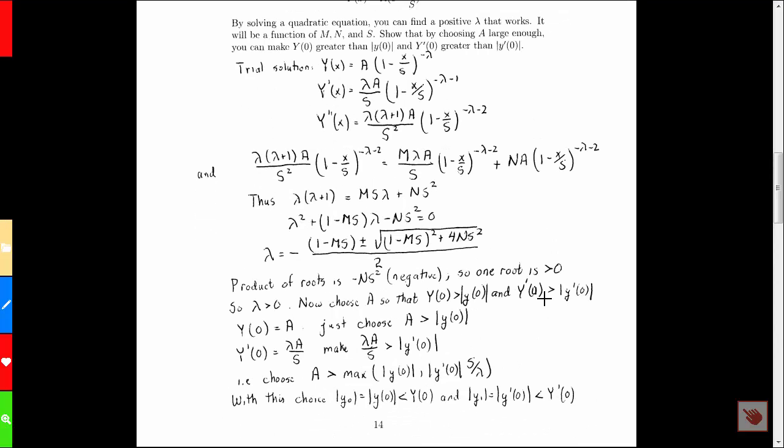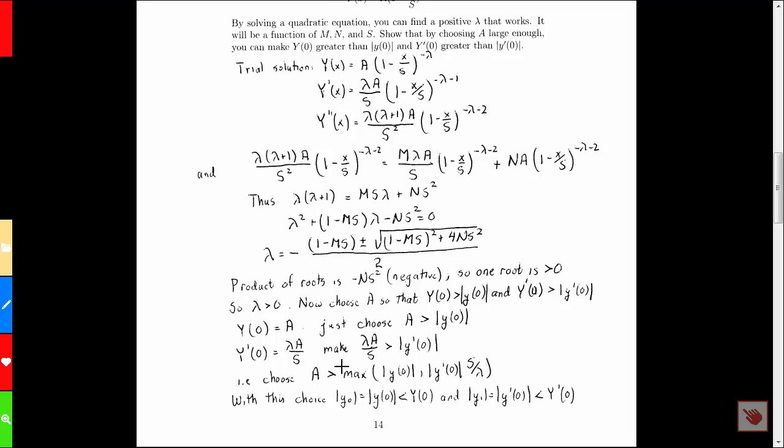Now let's go ahead and make a big enough. We certainly need a, which is going to be the value of capital Y at 0, larger than the absolute value of y of 0. We also want to make sure that Y prime, the coefficient of the x term in our comparison series, is going to be greater than the absolute value of y prime of 0. Well, we know that Y prime at 0 is lambda a over s, and therefore we make lambda a over s greater than the absolute value of y prime of 0. That's a second condition on a.